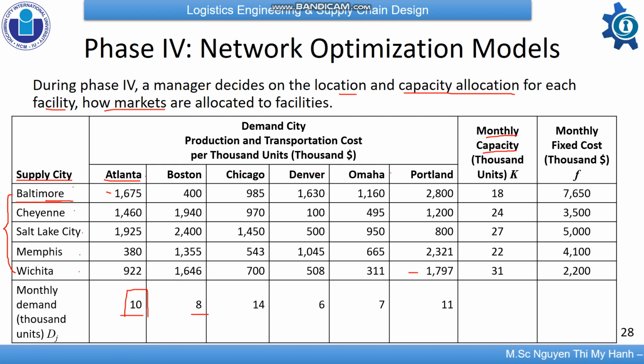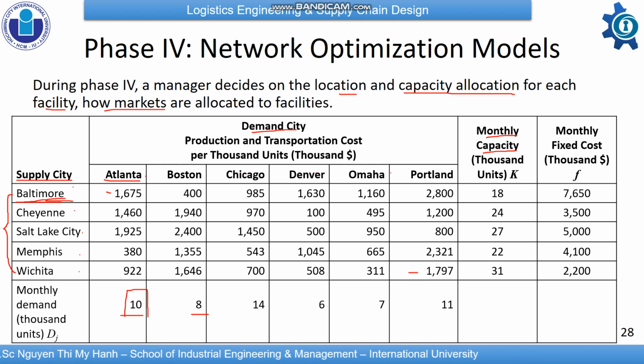Okay, so first you have to understand what we have. And we want to know how many products we should deliver from the supply city to the demand city. For example, how many products should we deliver from Baltimore to Atlanta, or from Baltimore to Boston, or from Baltimore to Chicago, so that we can minimize the total variable cost.